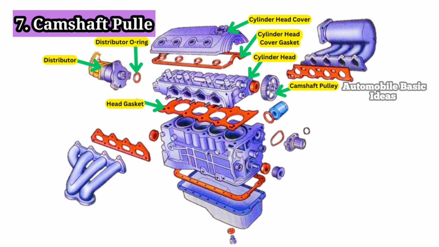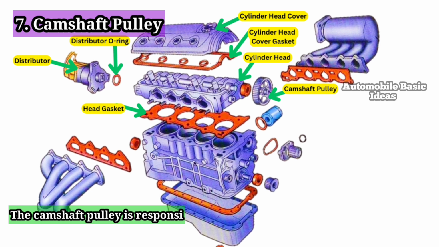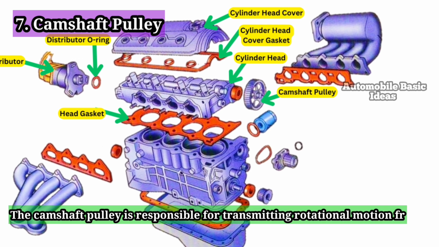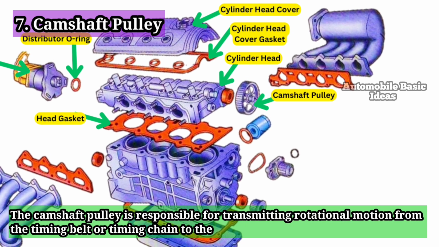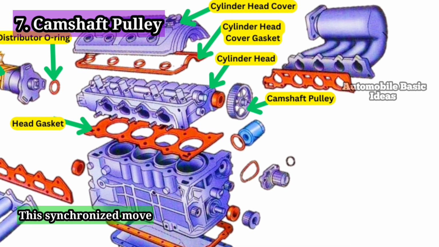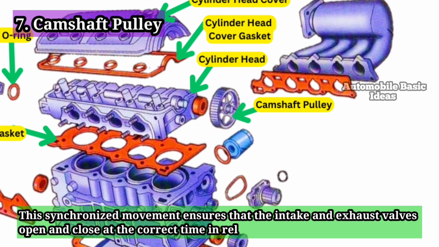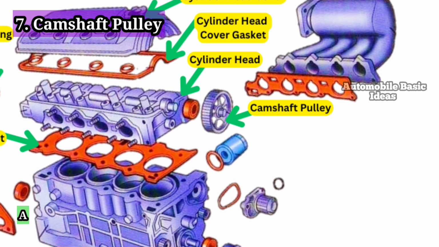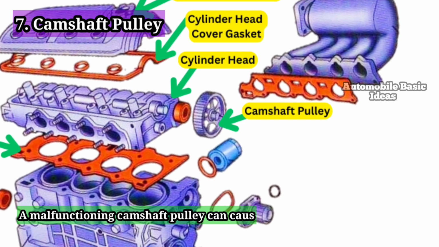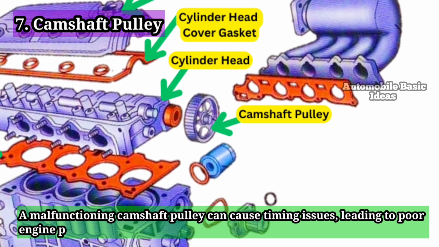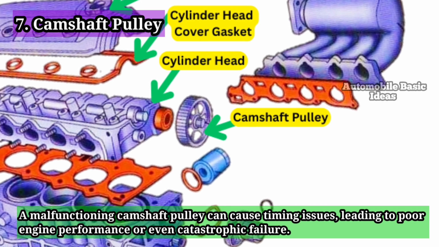7. Camshaft pulley. The camshaft pulley is responsible for transmitting rotational motion from the timing belt or timing chain to the camshaft. This synchronized movement ensures that the intake and exhaust valves open and close at the correct time in relation to the engine's pistons. A malfunctioning camshaft pulley can cause timing issues, leading to poor engine performance or even catastrophic failure.